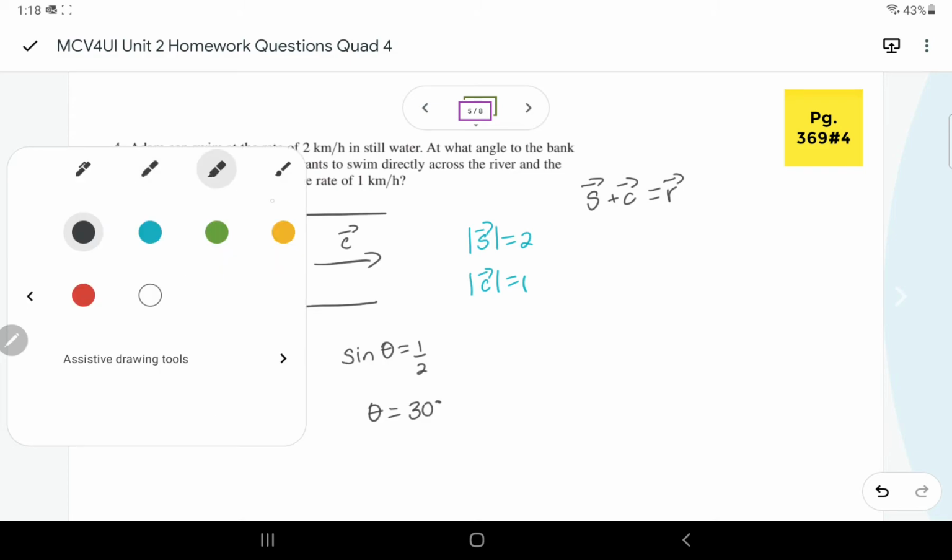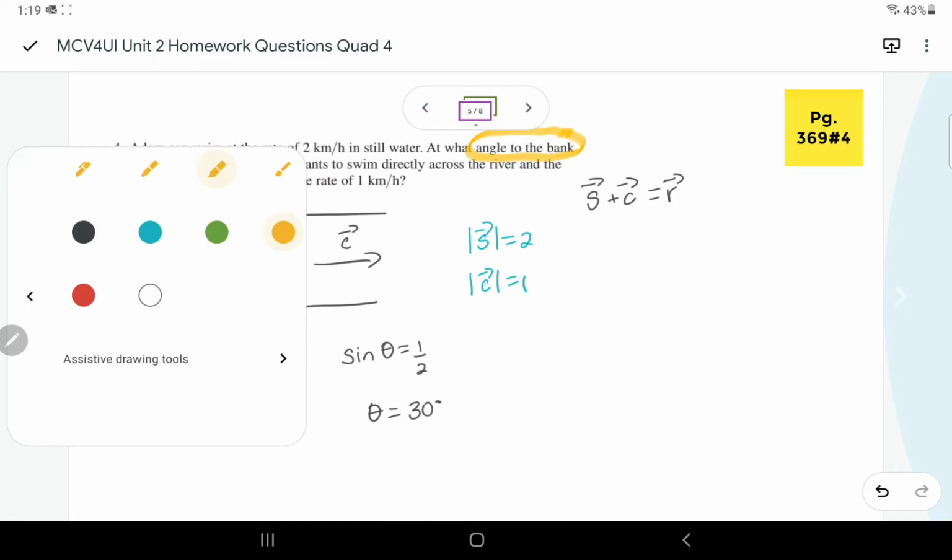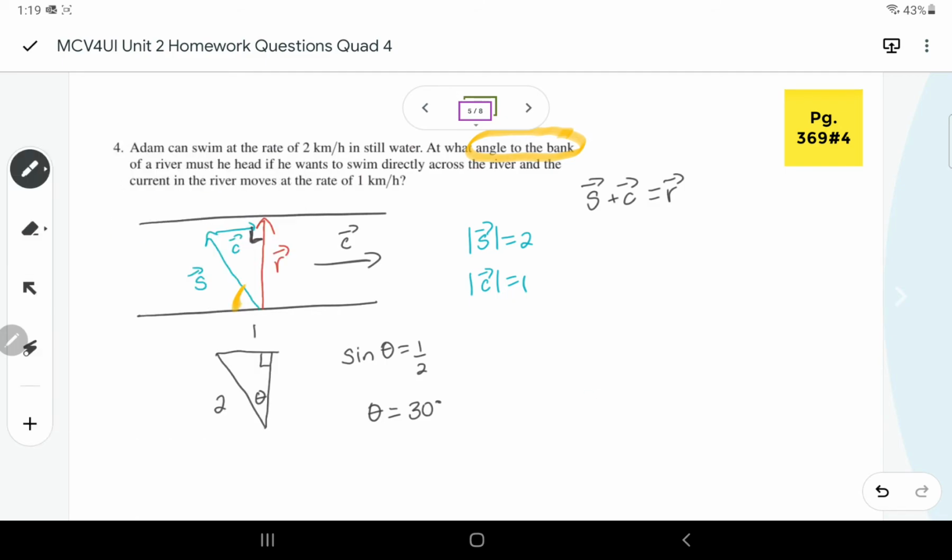But it says at what angle to the bank. So what we're actually looking for is the outside angle. I still think it's easier to do what I just did and then just subtract it. So I'd say from the bank, the angle is 60 degrees. So remember that from the bank means from the edge of the river. So we found the angle that he had to move from perpendicular. We wanted the angle of the bank, so just subtract that from 90.